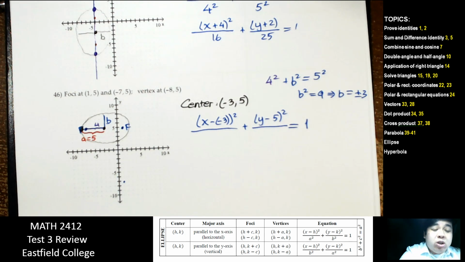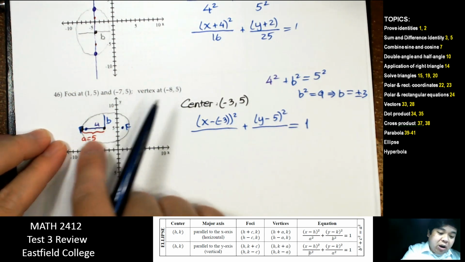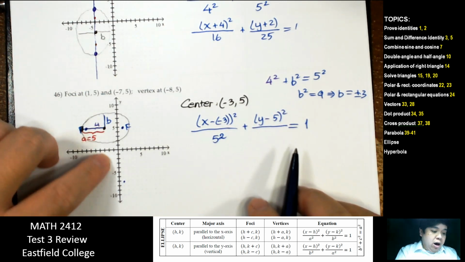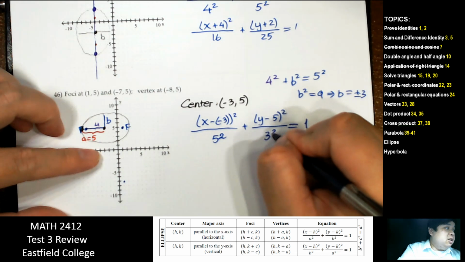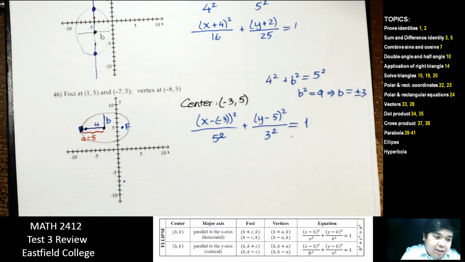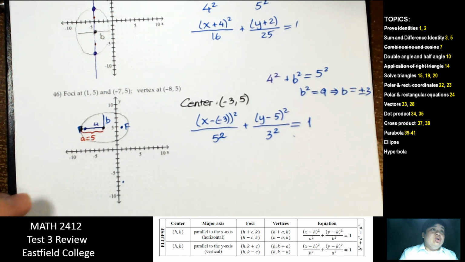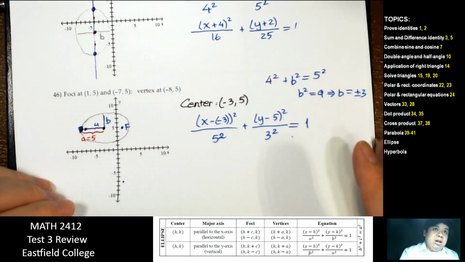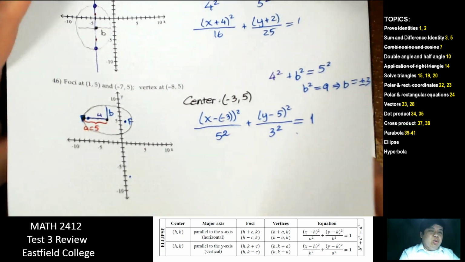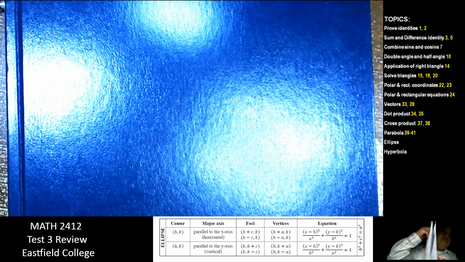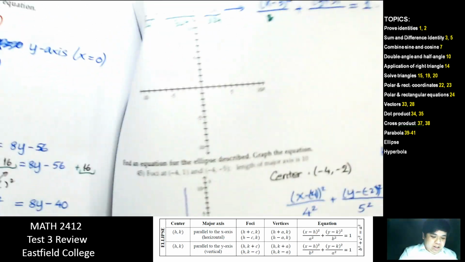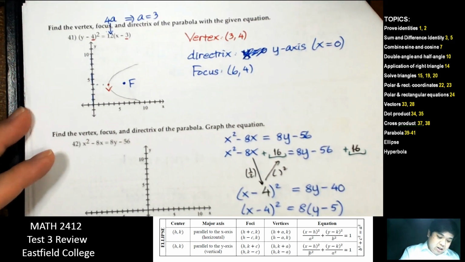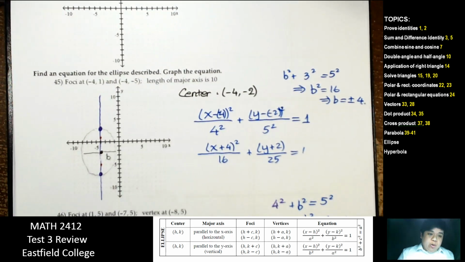Doesn't matter which one is b, which one is a. We do know that it goes left and right 5 units, left and right 5 units, so it has to be this, and up and down 3 units, so it has to be that. So try to tie the graph with the information of the ellipse. Pretty much for anything, we should be able to see the graph before we try to come up with the equation or the information of the conic section. So we have 45 and then 46.